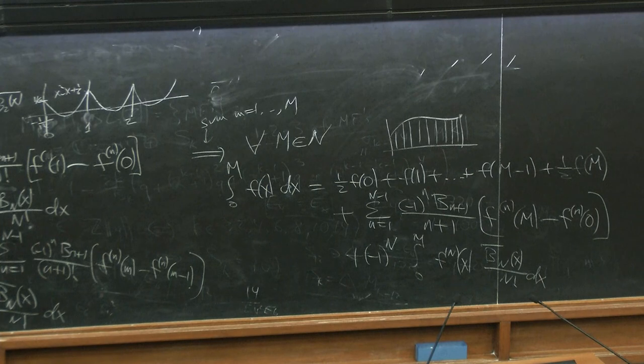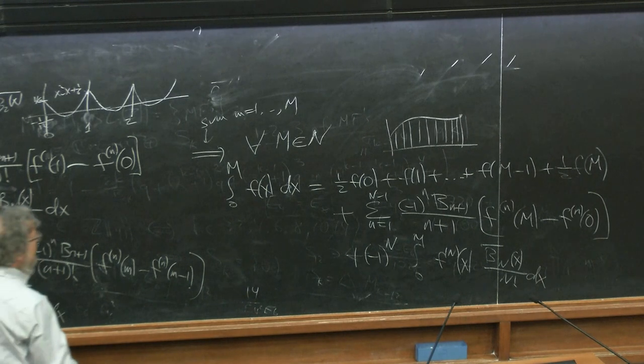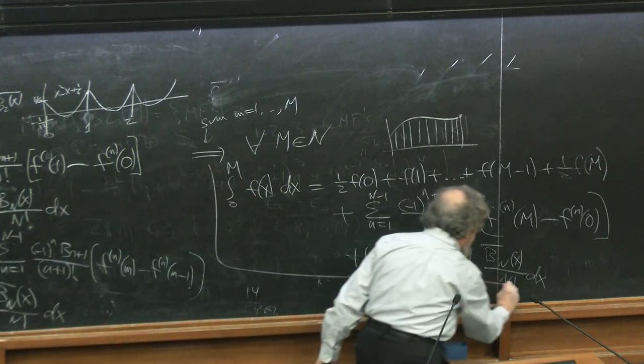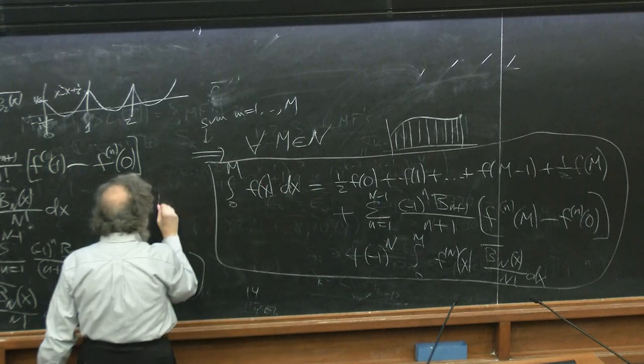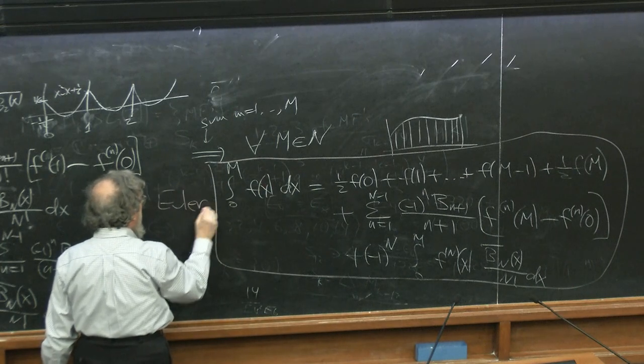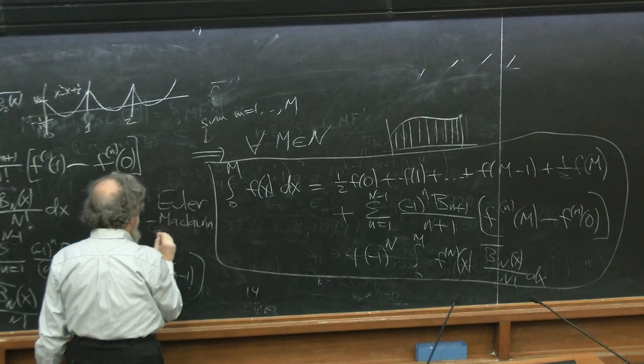That is the Euler-Maclaurin summation formula. So maybe I should put a big red circle around it, because this is one of the most important, well, certainly one of the easiest and oldest formulas of all of analysis, and you use it all the time in life. So, the Euler-Maclaurin summation formula.